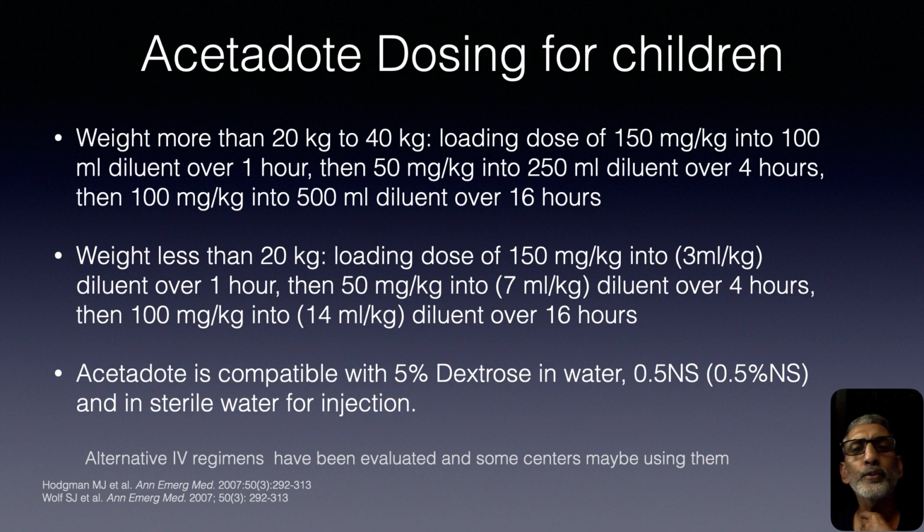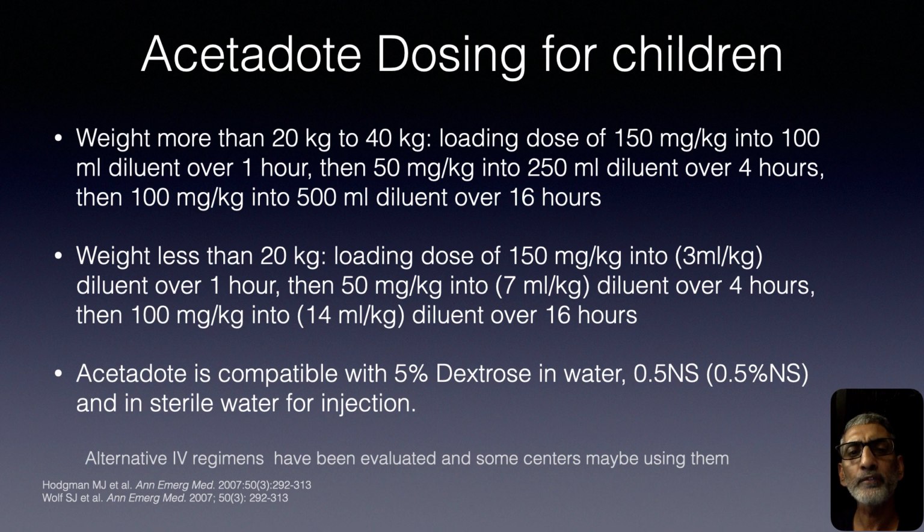Now, when it comes to children, the dosing is the same, but the amount of diluent fluid may be different based upon the child's weight. For children weighing more than 20 kg to 40 kg, the loading dose is the same, 150 milligram per kg into 100 ml of the diluent over 1 hour, then 50 milligram per kg into 50 ml diluent over 4 hours, then 100 milligram per kg into 500 ml diluent over 16 hours.